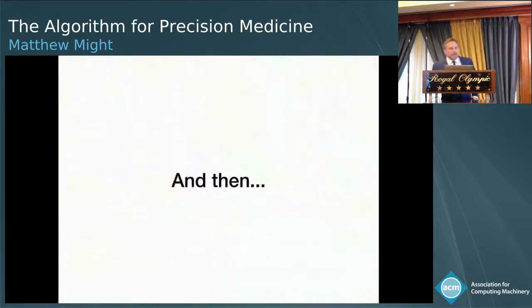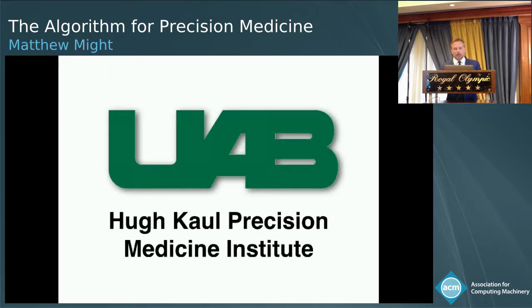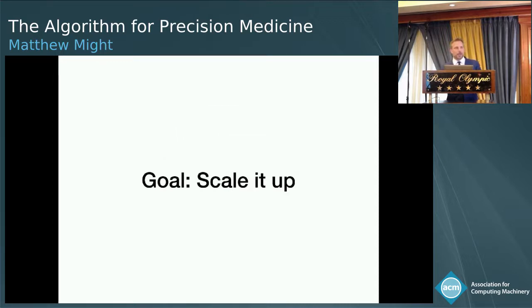Then I got a pretty remarkable offer from UAB. They said, we're going to build this institute from scratch for precision medicine. Would you like to come be its founding director, and really implement your vision for precision medicine? I thought, yeah, I would love to do that. It's an institute. It could hire faculty. It could really execute on a grand vision for how to scale this whole process up. And that's what I started to do.